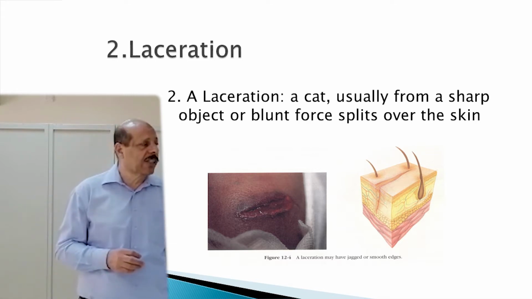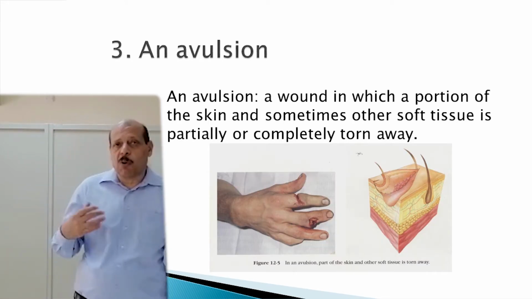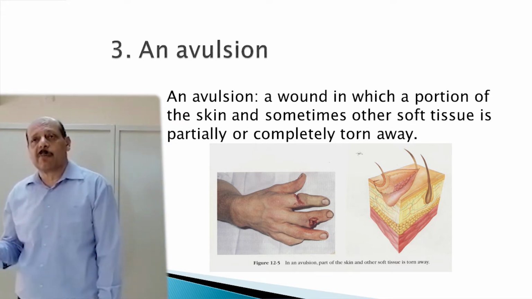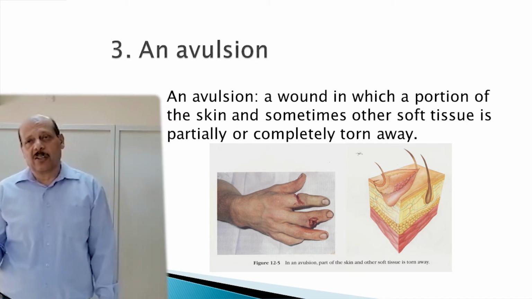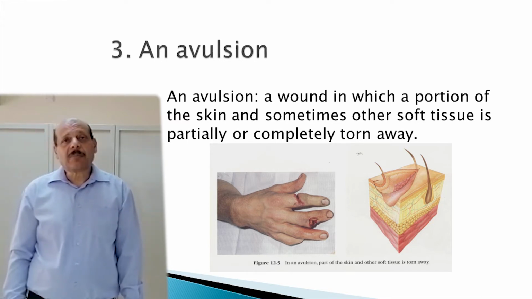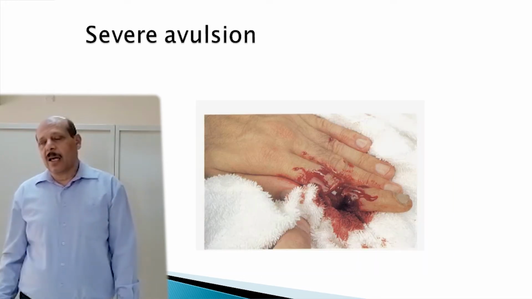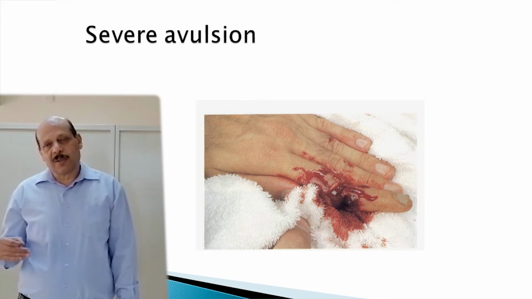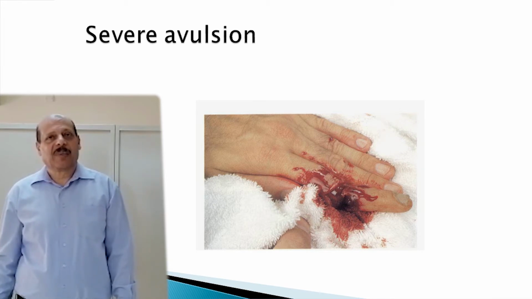The third type is the avulsion, a wound in which a portion of the skin or segment of soft tissue is partially or completely torn away. So it is nearly cut off, but still hanging on the body. In a severe avulsion, you see that the finger is mostly cut away, just hanging on the hand.